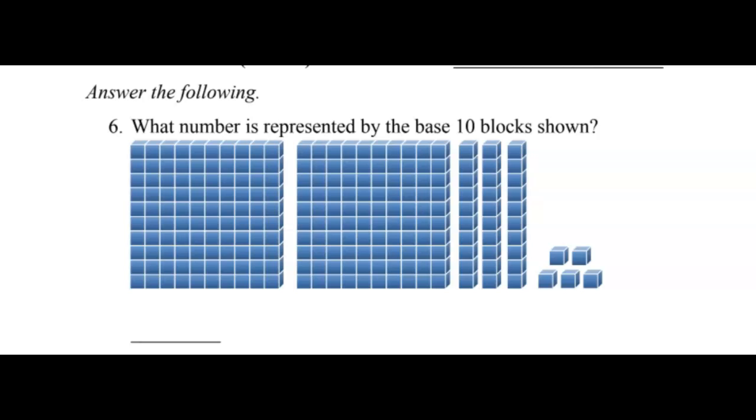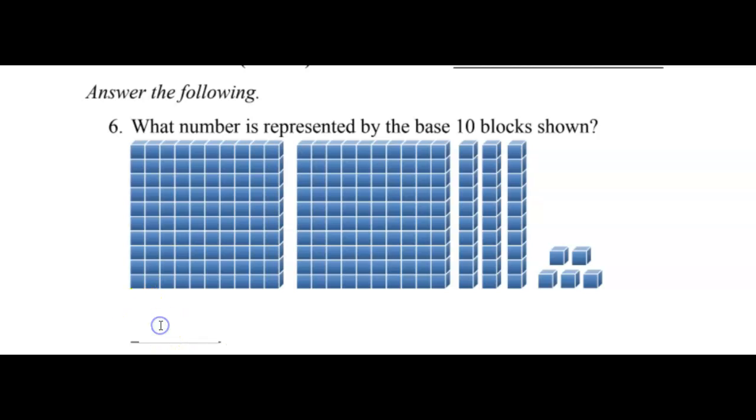Okay, we're going to do a few more together before you start practicing all by yourself. So what number is represented by the base 10 blocks below? So what number are these base 10 blocks here showing? How many flat ones do you have? How many rods do you have, and how many singles do you have? Write down the number on your whiteboard. Pause the video. And then once you have your number written down, unpause it to come back and check your answer.